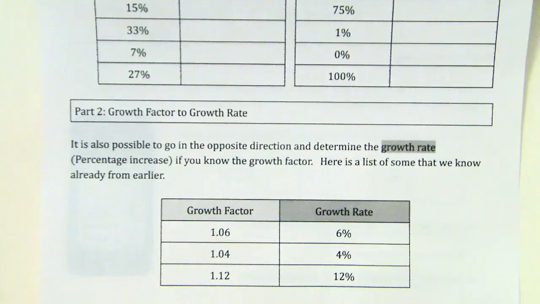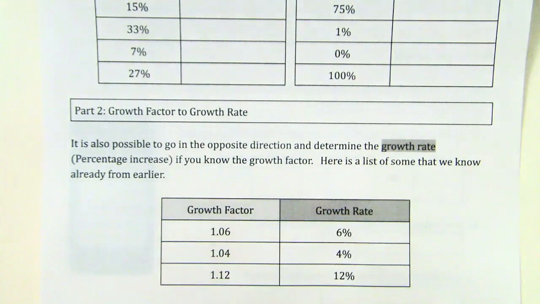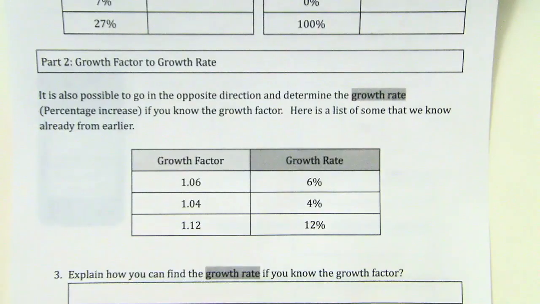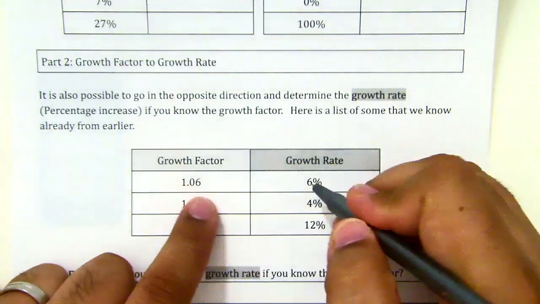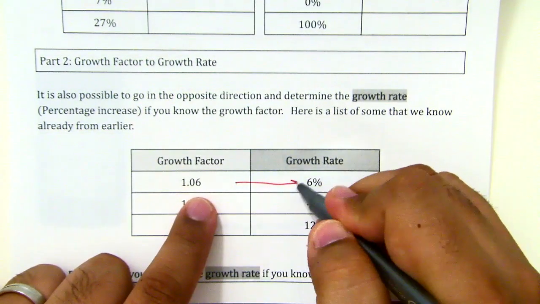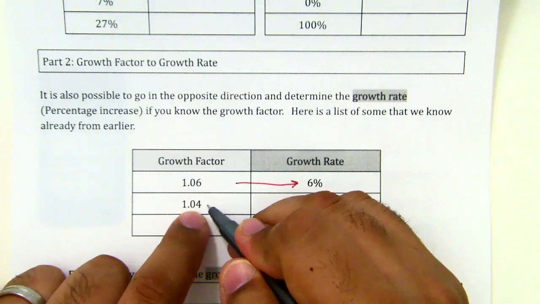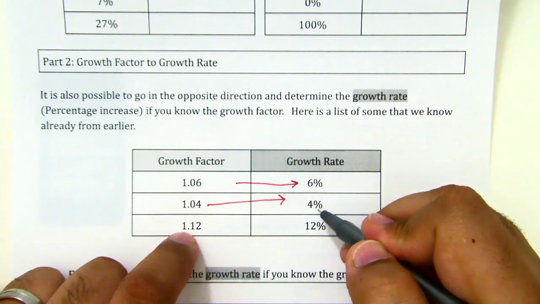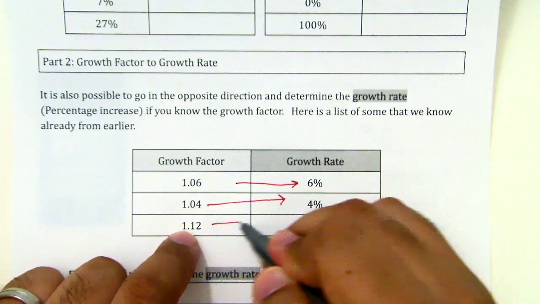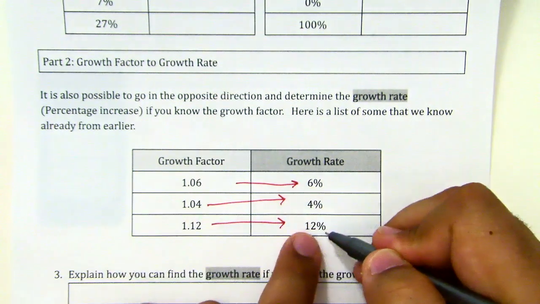After you're done with that, you're going to try to go in reverse and figure out, if you know the growth factor, what should the growth rate be? And again, just to remind you of the relationships we saw before: the growth factor was 1.06, that gave us a growth rate of 6%. Growth factor is 1.04, tells us the growth rate is 4%. Growth factor of 1.12 gives us a growth rate of 12%.